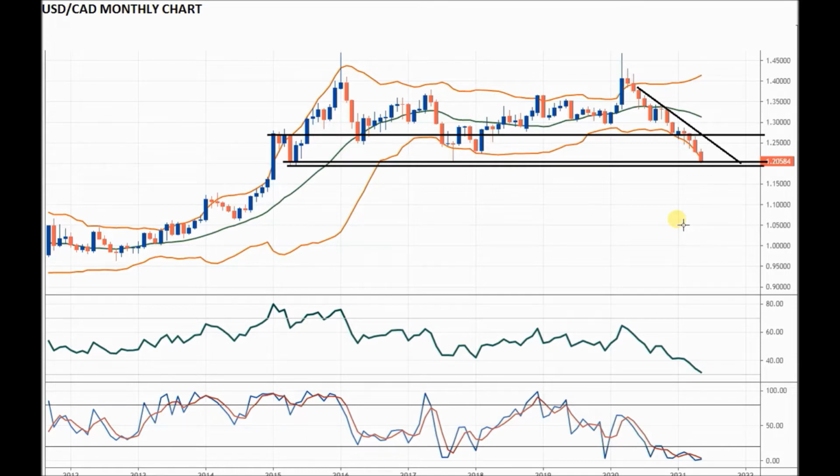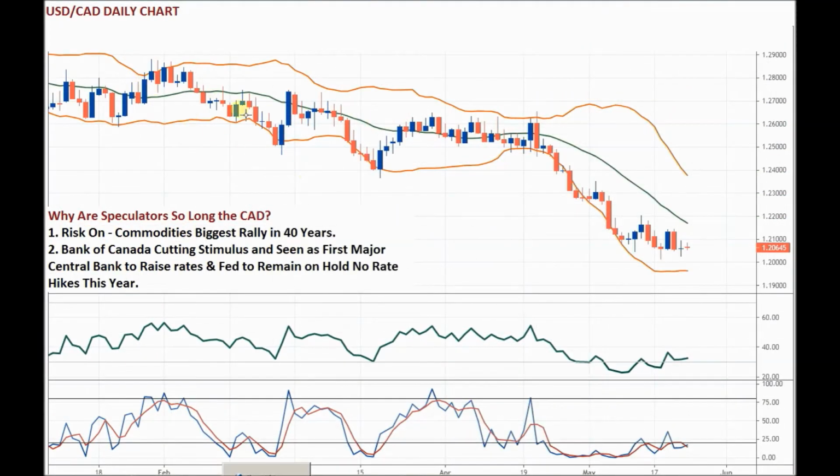Right, let's go over to the daily chart. Right, USD CAD, the trend is down. You had a few minor retracements, then the big sell-off. Now you've got kind of erratic sideways candle action.